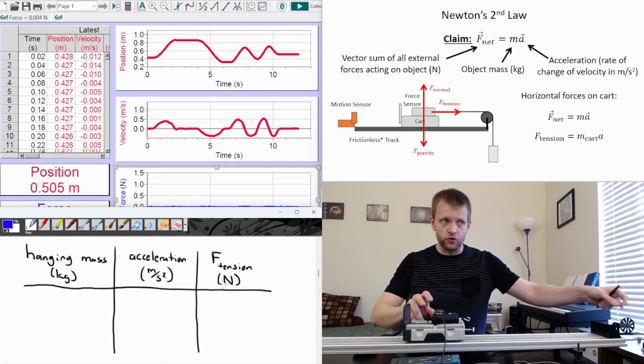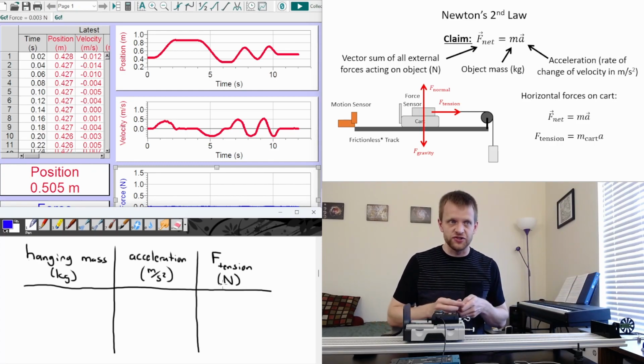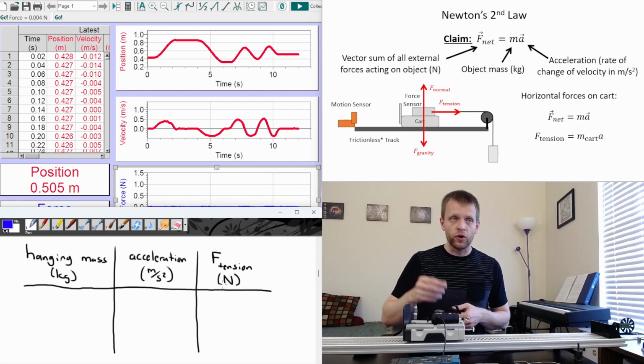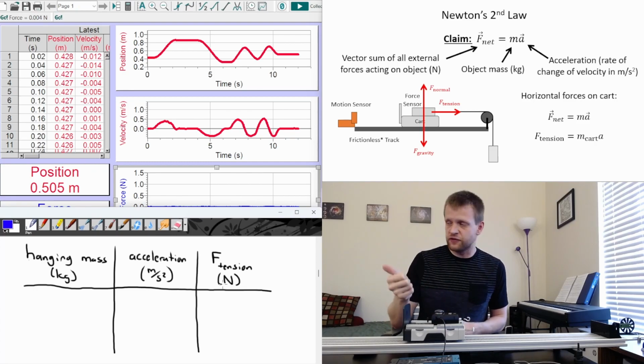And the way that we're going to put this claim to the test is by applying a bunch of different forces by having different hanging masses on the end of this track. We're going to be measuring the acceleration of the cart based on the motion sensor data, and we're going to be measuring the force of tension. And then taking this data all together, we'll see how we can identify this particular mathematical pattern and put this claim to the test.